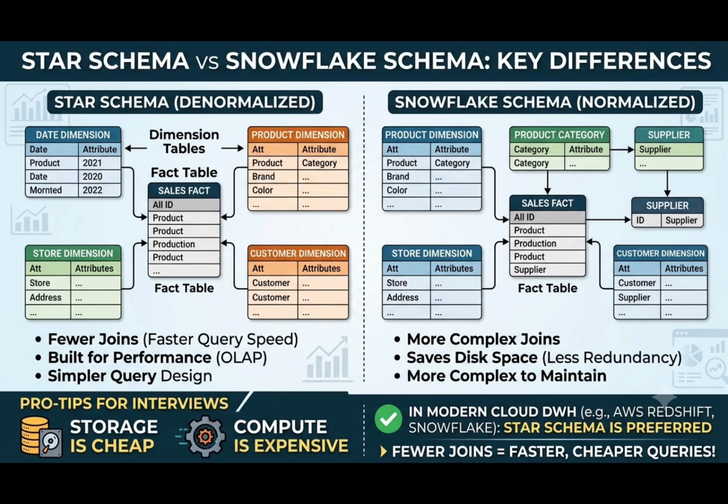So the pro tip for your interview is to make sure to mention that in modern cloud warehouses like AWS Redshift or Snowflake, the star schema is heavily preferred. Storage is incredibly cheap today, but compute is expensive. Fewer joins mean faster, cheaper queries.